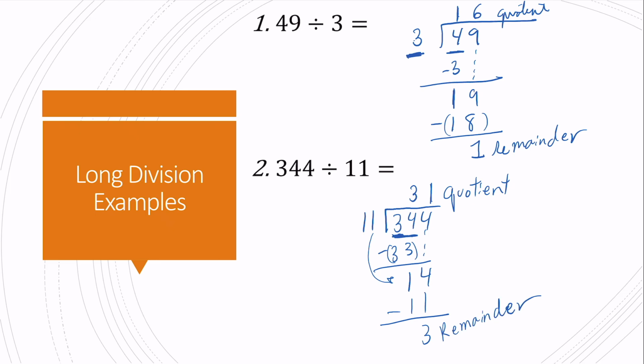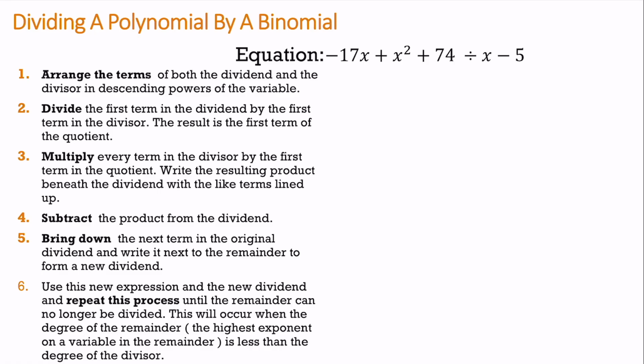So now that I've taken this way back, let's see how this applies to polynomials. So here are steps for dividing a polynomial by a binomial. The first thing we need to make sure we do is arrange our terms in order of descending powers of the variable, meaning from largest degree to smallest. And this is a good habit to get in always. The next thing we're going to do is divide the first term in the dividend by the first term in the divisor. What does that mean?